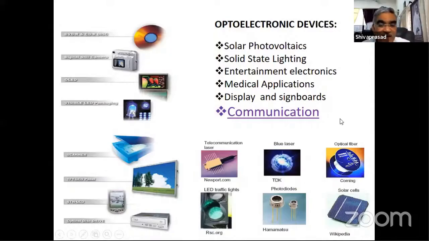Take a normal LED, for example. In your mobile phone there are so many LEDs. When you switch the power on, you get the light on. That means electricity is combining with light. Even solar photovoltaics is where you put in light and get current, and solid state lighting is LED, where you put in current and get light out. Then you have entertainment electronics, medical applications, displays and signboards. Everywhere you go on the streets, you will see these beautiful signboards. But the most important application of optoelectronic materials is communication.